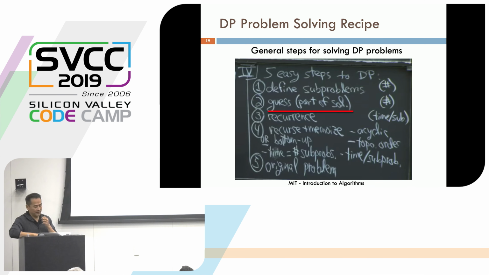Okay, so one of the courses that I watch is the MIT Introduction to Algorithms, and in their dynamic programming section, the professor outlined these 5 steps, right? Define subproblems. And the part I put a red line underneath: guess. What the heck? You're solving a problem and you guess? It turns out it's very true. It's a different way of thinking, and I'll show you that in a second. So you guess part of it, and then you come up with the recurrence, and that's very important as well. So those are the steps from that course.